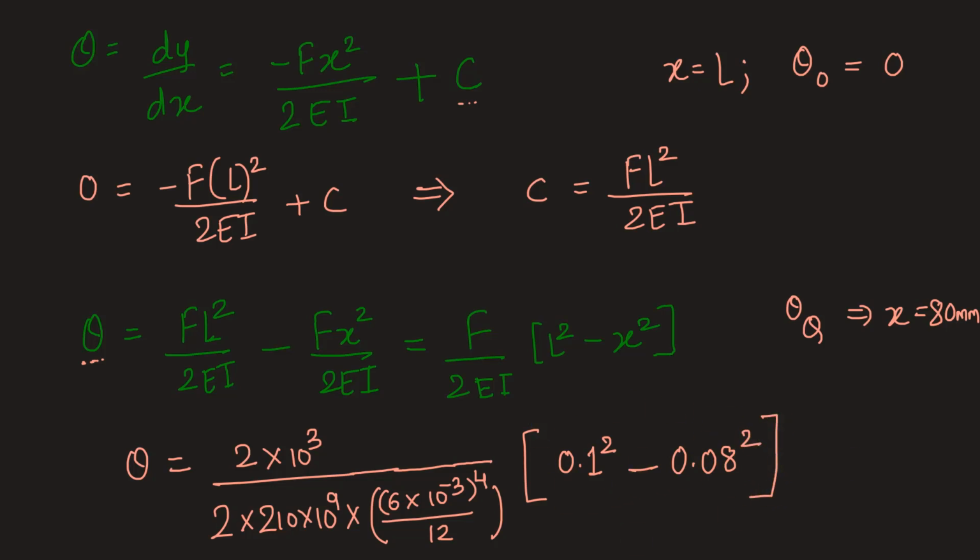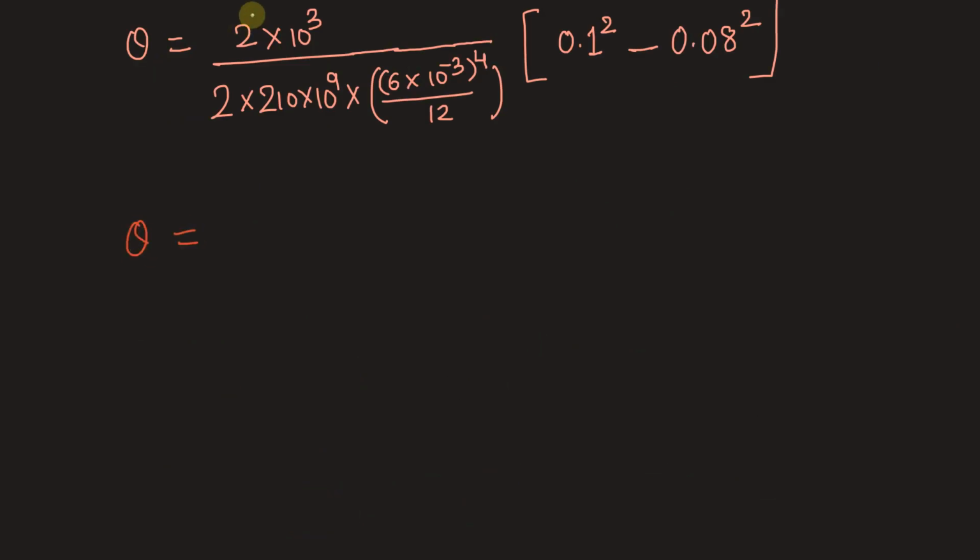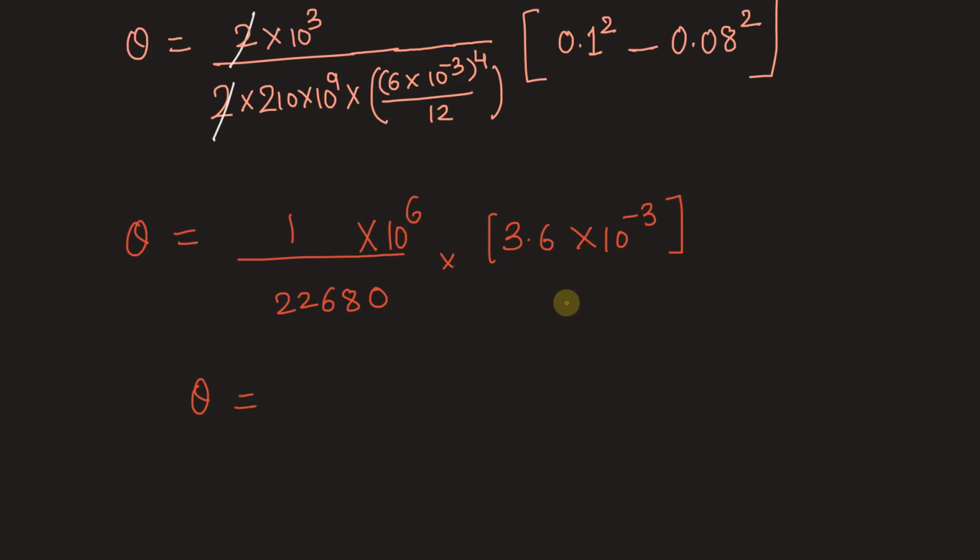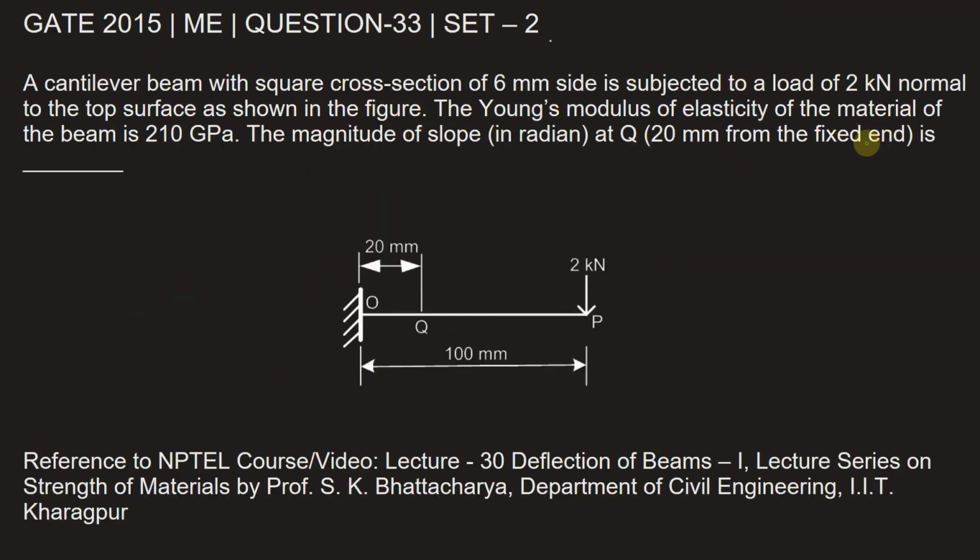Let's put this in the digital calculator to calculate it. We have theta as, this becomes 2 getting cancelled. For the order of 10, we get 10 to the power 9 into 10 to the power minus 12, that is 10 to the power minus 3, goes up, becomes 10 to the power 6. And here we have 1 divided by 22,680, into this bracket which evaluates to 3.6 into 10 to the power minus 3. So when we calculate all this, we get 0.1587. All the values are uniformly substituted in their corresponding SI units, so the value we get is directly in radians. So the slope at point Q is 0.1587 radians. Let's write the answer: magnitude of slope at Q, 20 mm from the fixed end, is 0.1587 radians.